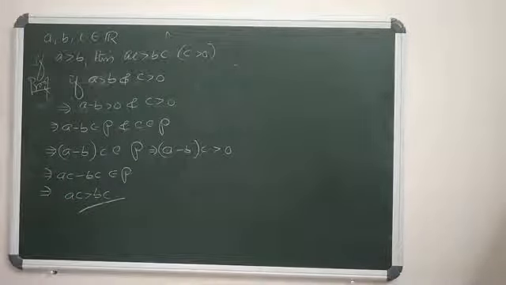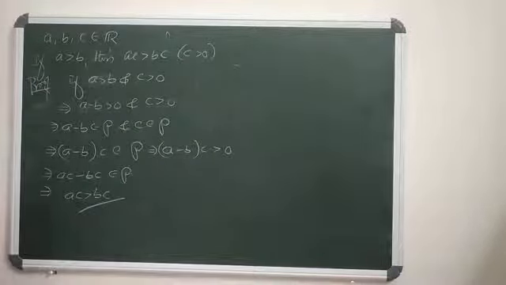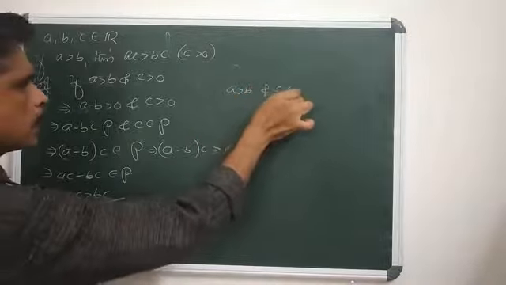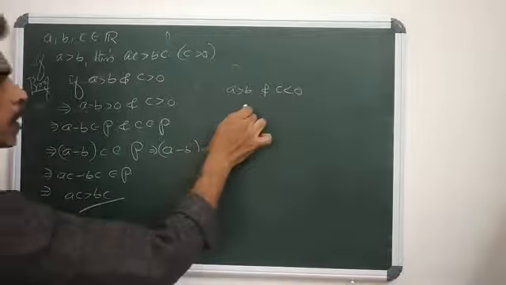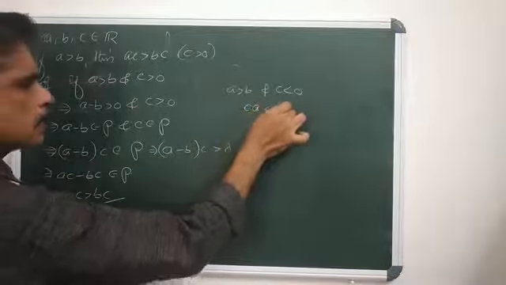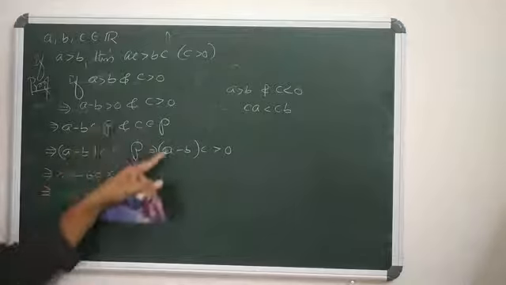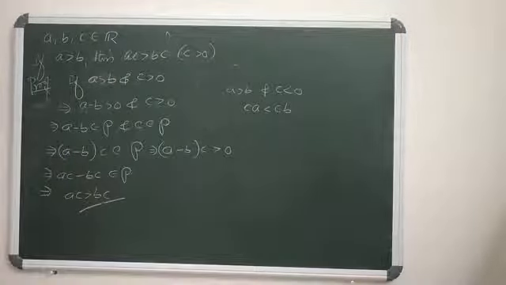Agree? If A greater than B and C is negative, what happens here? Then CA or AC is less than CB or BC. The proof is the same, in this way. Why? Because A is greater than B, so A minus B is in P.